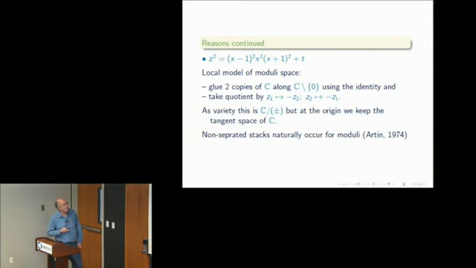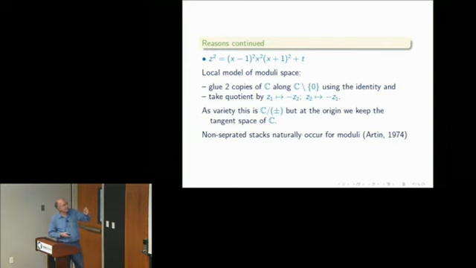And so first let's start with two copies of the complex line, and I just glue them along C minus zero. Now if you use the inversion to glue them, then of course you get CP1 and everyone is happy. But I use the identity to glue them, so then it looks like I have the affine line, and for zero I suddenly put in 2 points. So that's the simplest example of the non-separated scheme that you can get.